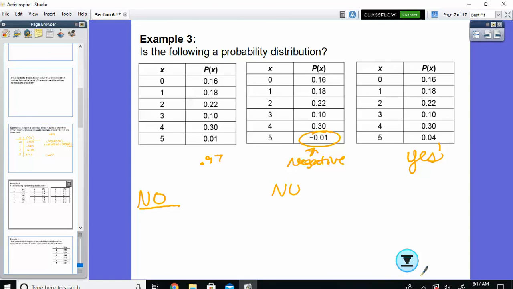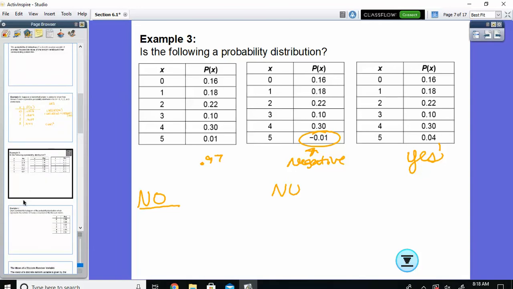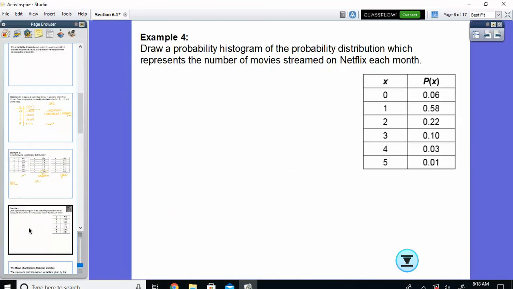So far so good? This part has all been kind of a review because we talked about all of this in the last chapter. The new thing that we are going to look at is graphing a probability distribution, and then we'll start looking at the mean of a probability distribution.